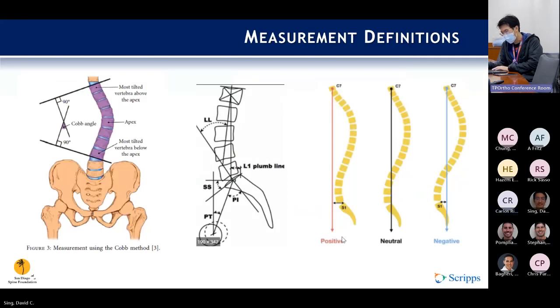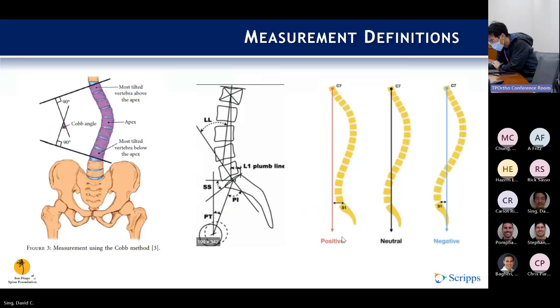Some measurements that are commonly used: traditionally the Cobb angle is the easiest way to describe a curve. The apex of the curve is typically where the Cobb angle is the greatest between segments, the peak vertebra in the curve.